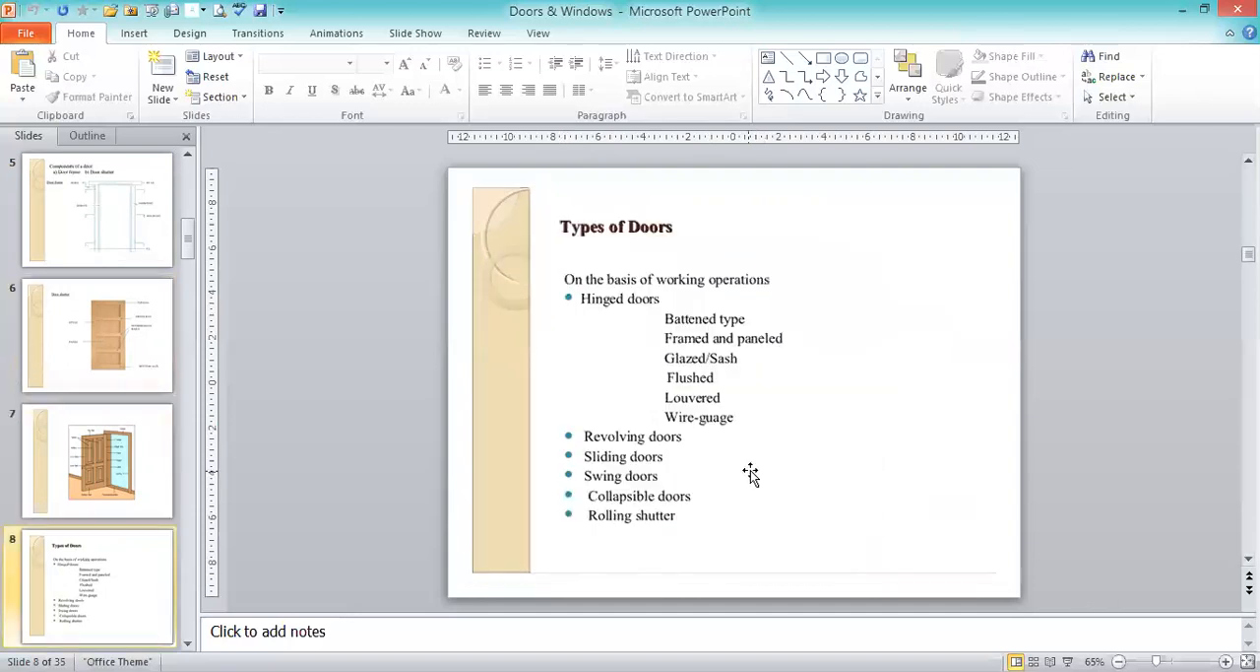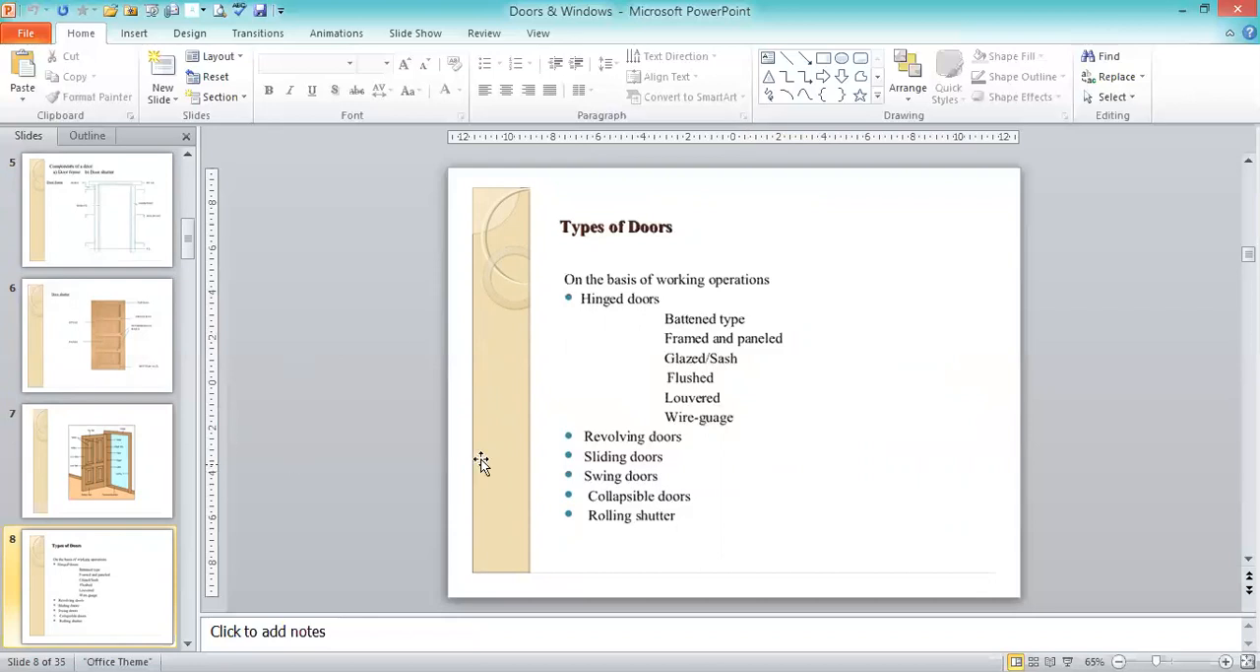What are the different types of doors commonly used for various constructions? Depending upon whether it is a residential, commercial, industrial or educational building, the number and type of doors will be different. In almost all residential buildings, we use hinged doors. Based on working operation, the types are hinged doors, revolving door, sliding door, swing doors, collapsible doors, and rolling shutter doors.